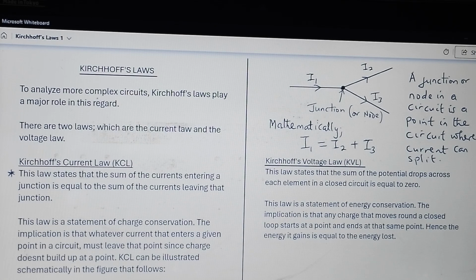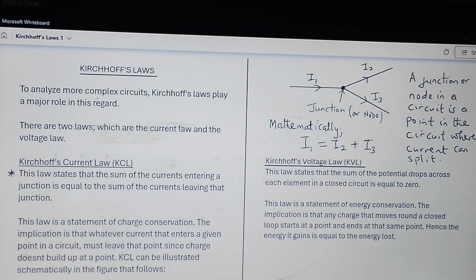Here I'll be talking about Kirchhoff's laws, how to analyze circuits using Kirchhoff's laws. Now, when we come across some complex circuits and you want to find the currents flowing in the circuits and also possibly the potential drops, you have to apply Kirchhoff's laws. There are both of them, Kirchhoff's current law and Kirchhoff's voltage law. Once you can apply these two laws correctly, then analyzing any complex circuit will actually be very easy.